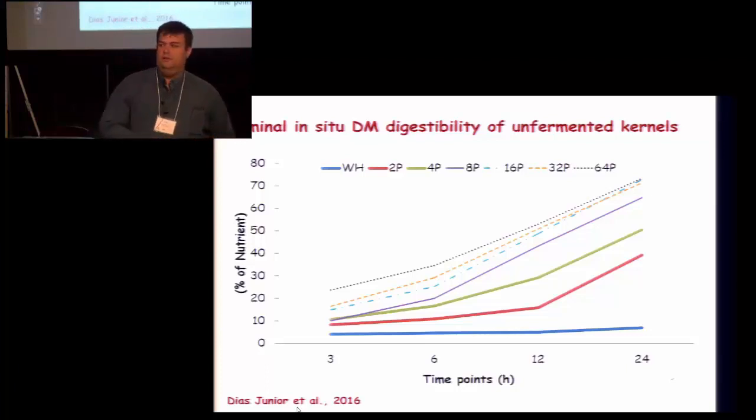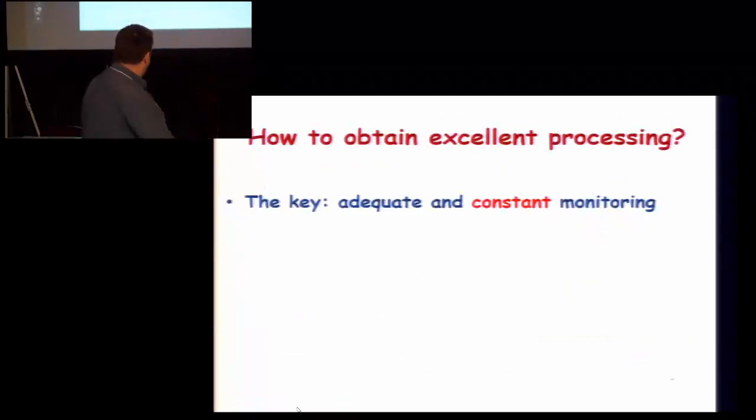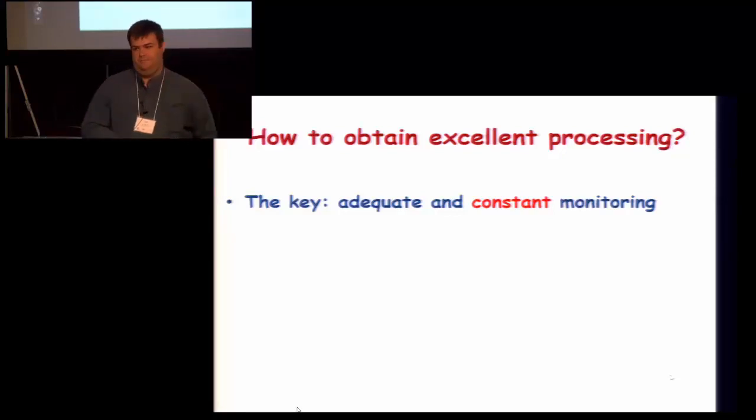So I think this is a real illustration of how important it is to break kernels, but more important than that, how important it is to break a lot of kernels, okay? So in order to do that, there is only one way. You need adequate and constant monitoring. Here's the most important word in this sentence: constant monitoring, okay? You need to be there. You need to look at how the silage is being processed during harvest, okay?